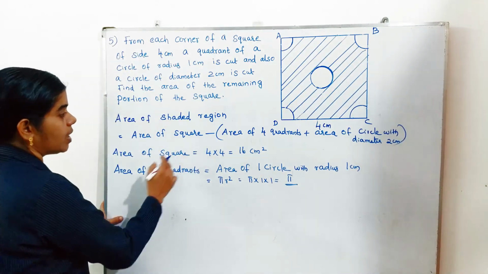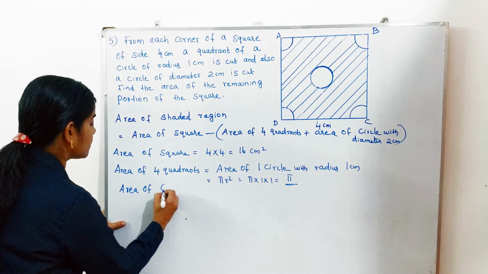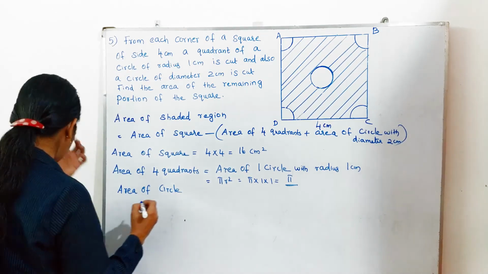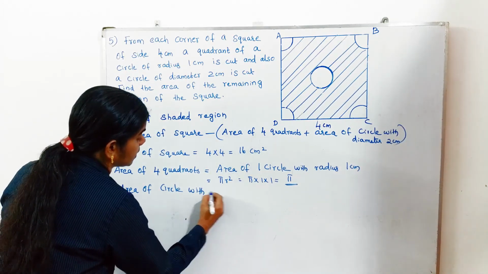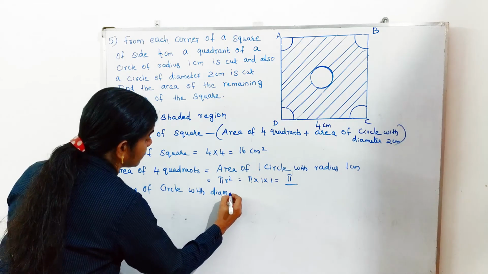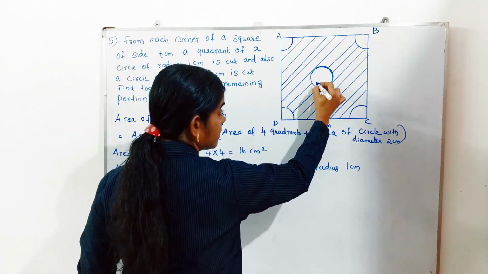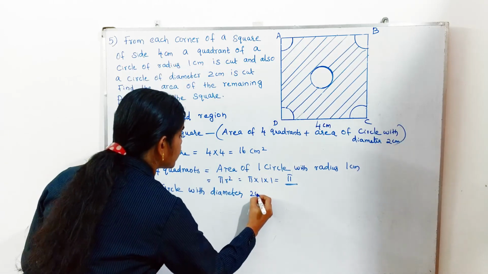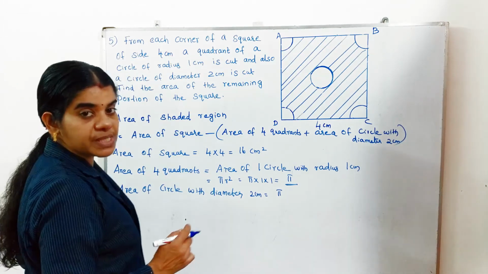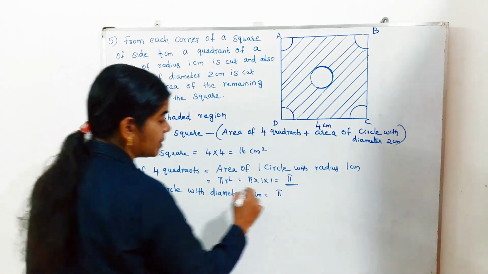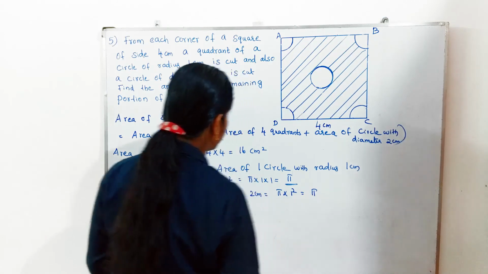Then area of circle with diameter 2 centimeter. That is the center circle. This is the center circle, diameter is given 2 centimeter. Diameter 2 centimeter means radius will be 1 centimeter. That also will be pi into 1 square. That also will be pi.